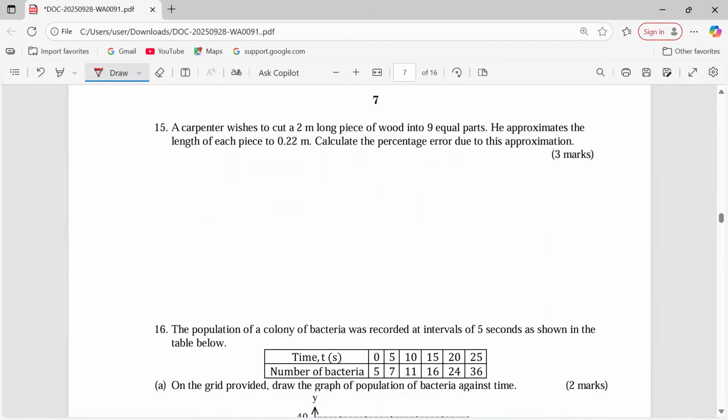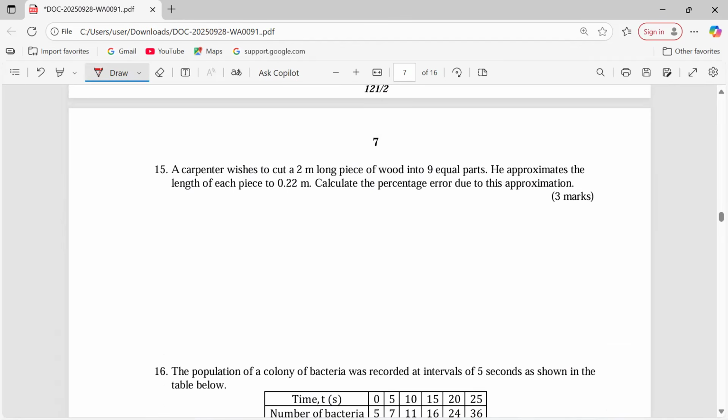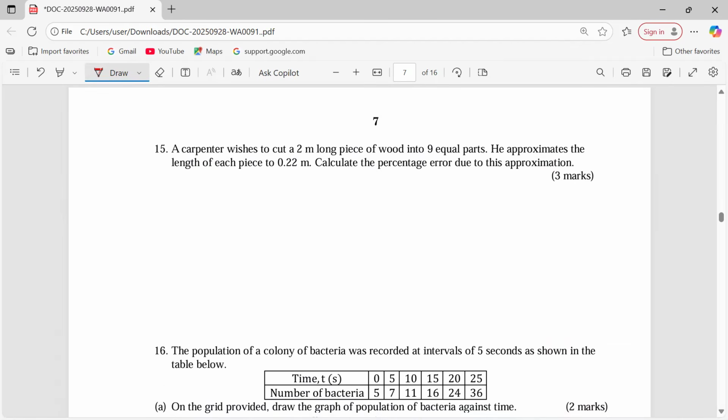Look at 15. A carpenter wishes to cut a 2-meter long piece of wood into 9 equal parts. He approximates the length of each piece to 0.22. Calculate the percentage error due to this approximation. For us to get percentage error in this case, we need to get the error itself out of actual times 100. So, actual value after dividing should be 2 over 9 pieces.